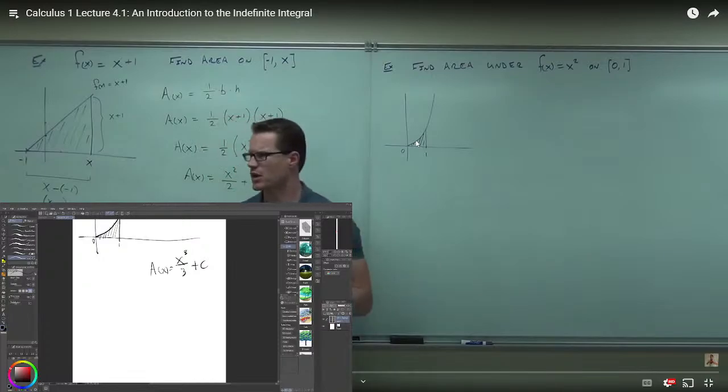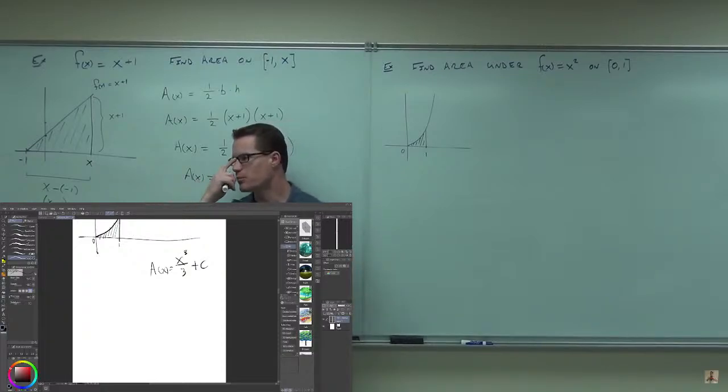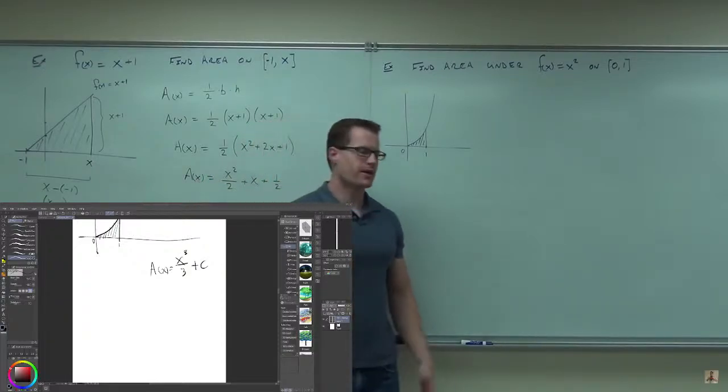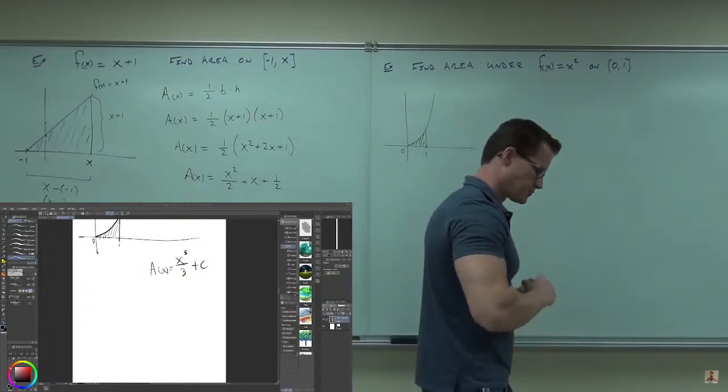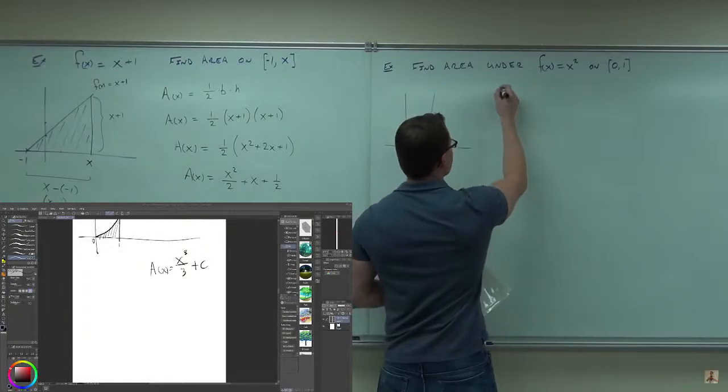See that that's the area we're talking about right there? Is that a triangle? Nope. Is it an exact triangle? No. Okay, so we can't do the same thing, but we're going to use the idea. Here's the idea.